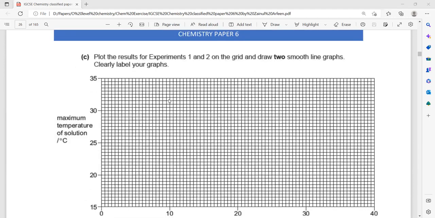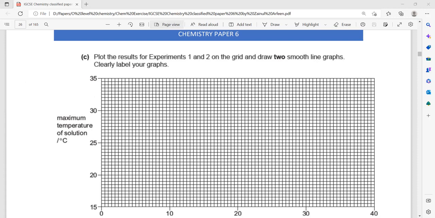Then plot the results for experiment 1 and experiment 2, draw two smooth line graphs and clearly label your graph. When they ask to draw a smooth line graph, we don't need a ruler here. We just have to join the points and draw best fit smooth lines. So I will rewrite the values because I have to plot a graph. This is the maximum temperature, and we have the amount added.